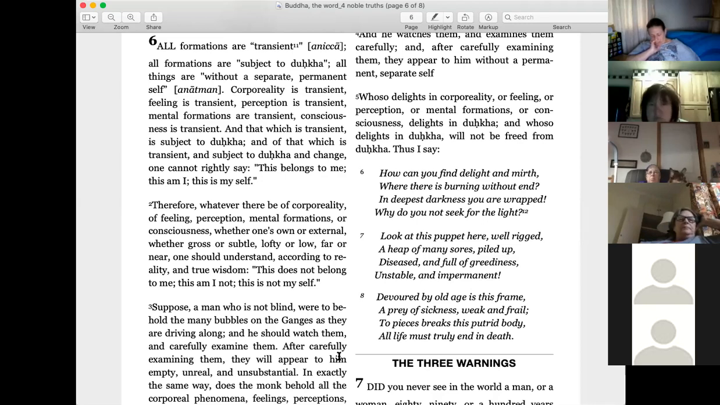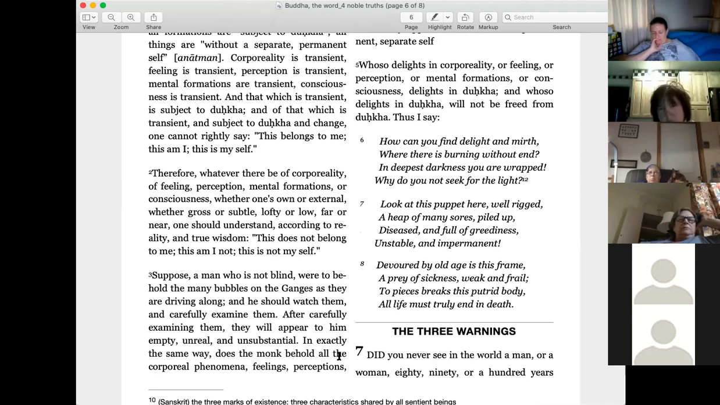Look at this puppet here, well rigged, a heap of many sores piled up, diseased and full of greediness, unstable and impermanent. Devoured by old age is this frame, a prey of sickness weak and frail. To pieces breaks this putrid body. All life must truly end in death.